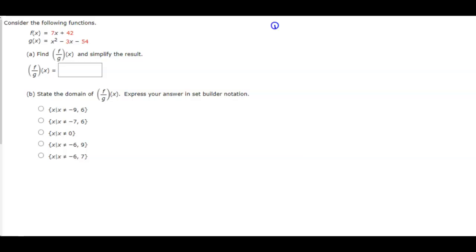So let's first write the definition of what f divided by g of x means. Well, that means that we need to take f of x and then divide it by g of x. So what represents f of x in our problem? Well, it's 7x plus 42. And then what represents g of x in our problem? And that's x squared minus 3x minus 54.